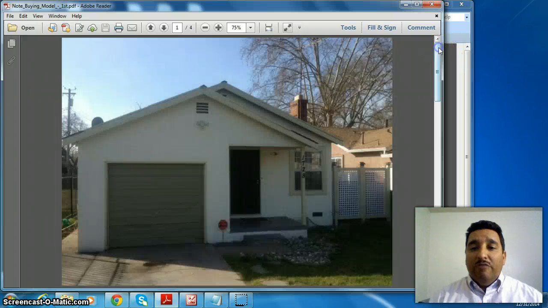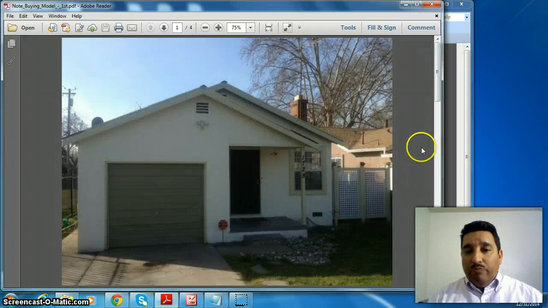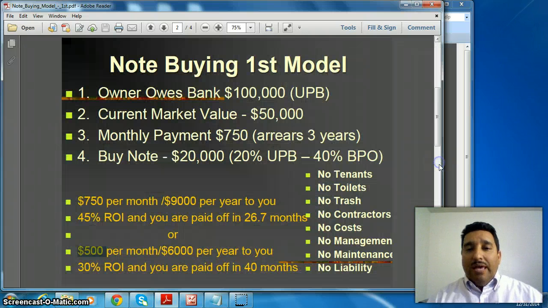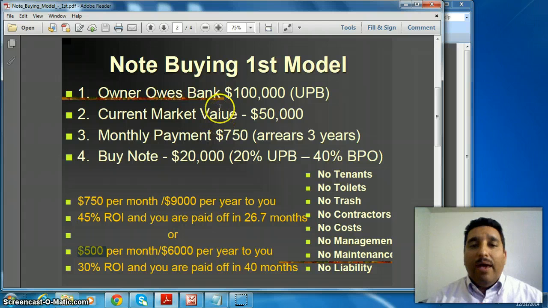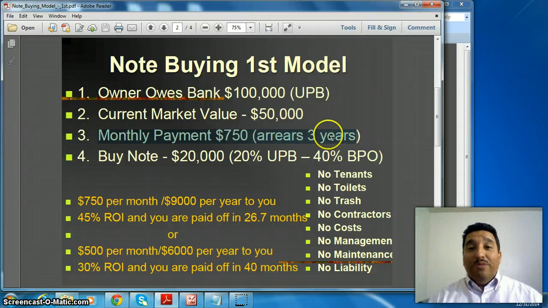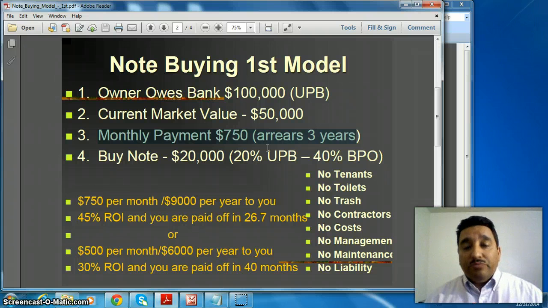This is based off of a house, right? From the bank, we purchased the note on this house, and the bank had $100,000 that the homeowner did not pay back. They stopped paying the monthly payments of $750, and they hadn't paid for 3 years. So whatever the situation, it was a non-performing note, right?